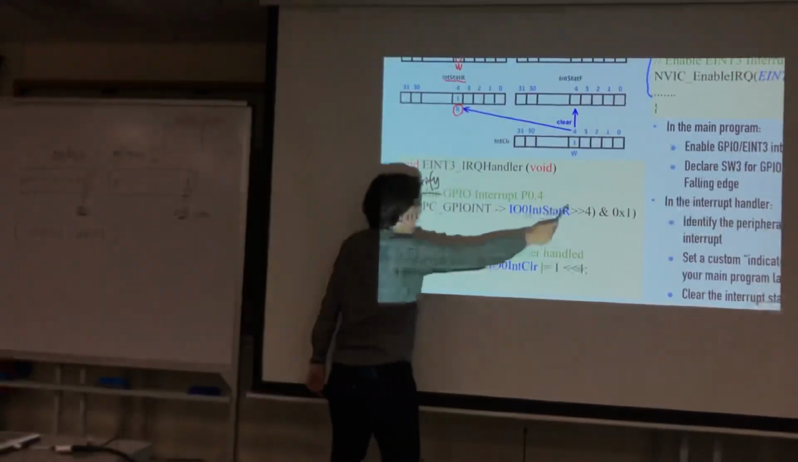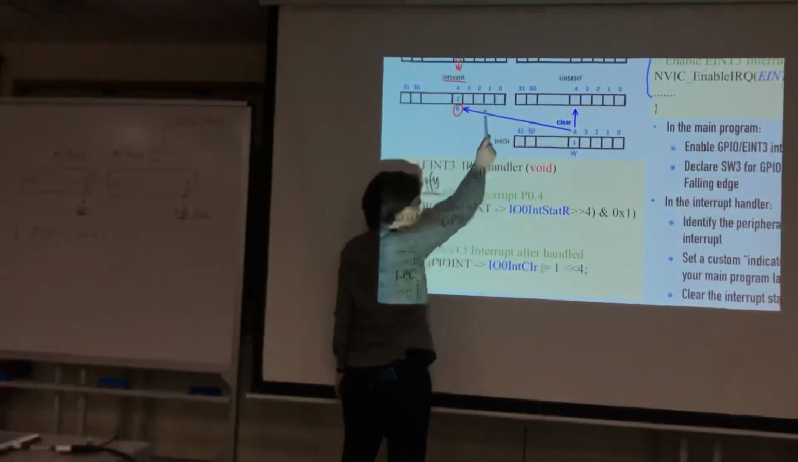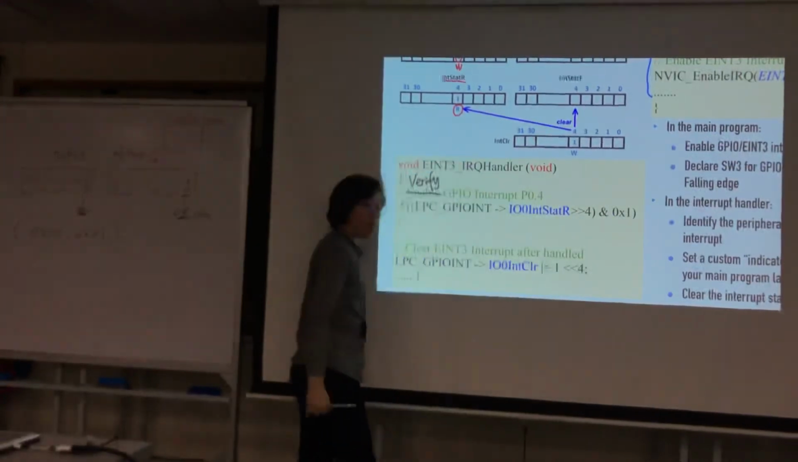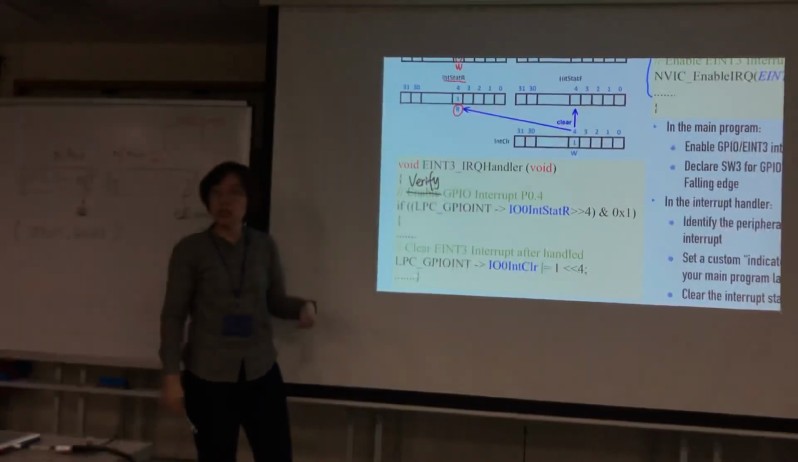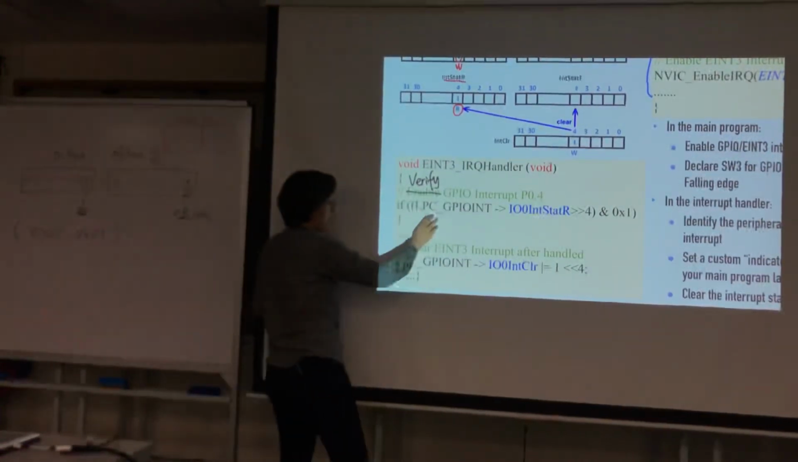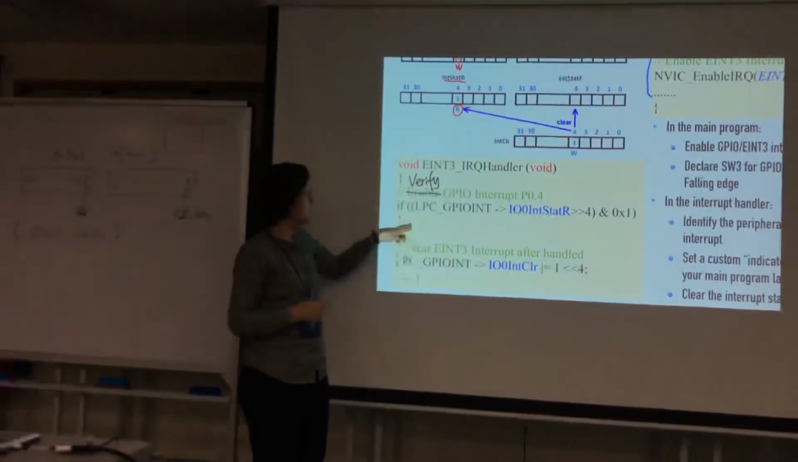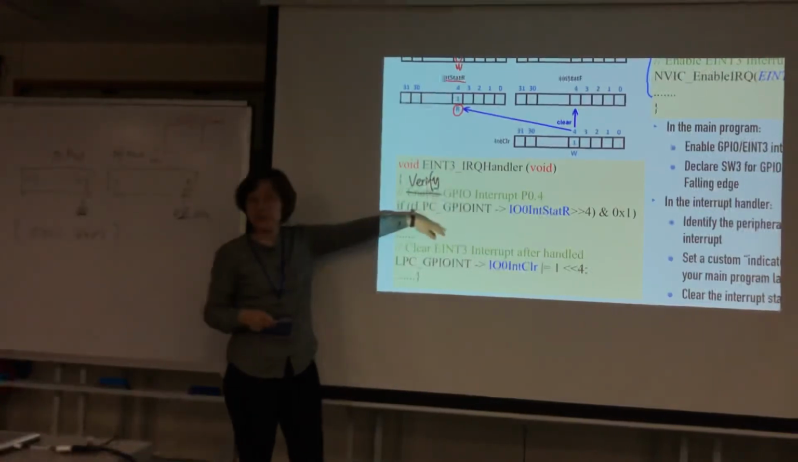You do a right shift by 4 so that this bit goes to the bit 0 location. You bitwise AND with 1. Okay, similar to your push button detection. So this entire thing will be 1 if this is the reason to jump into ENT3.